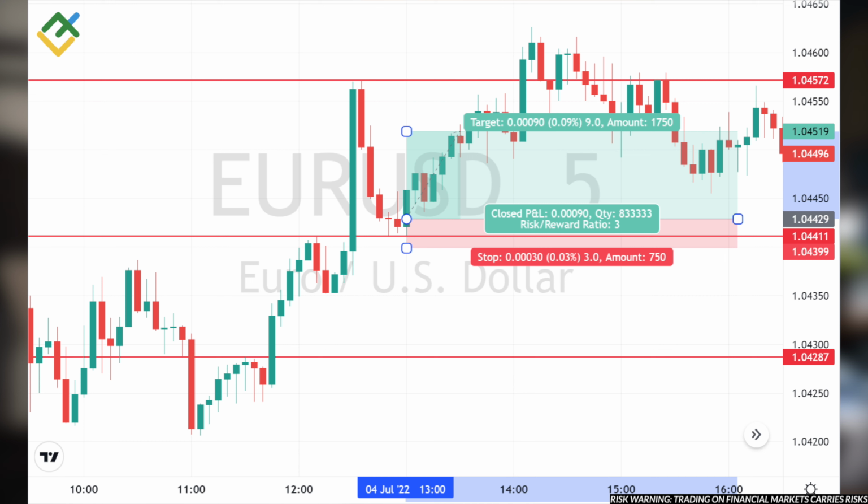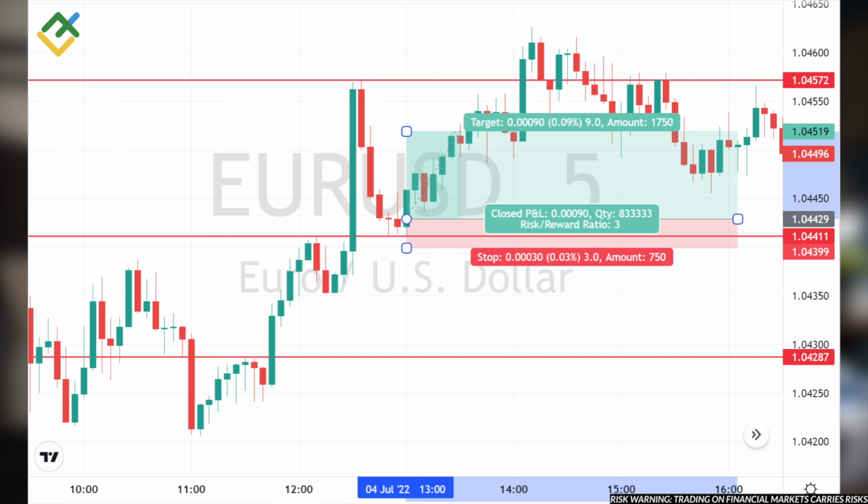Then take profit should be about 3 times bigger than the stop loss. Differently put, the reward risk ratio is 3 to 1. So the trade is exited when either a stop loss or a take profit is hit. If the price is not going in the needed direction immediately, that is not a reason to exit a trade manually.